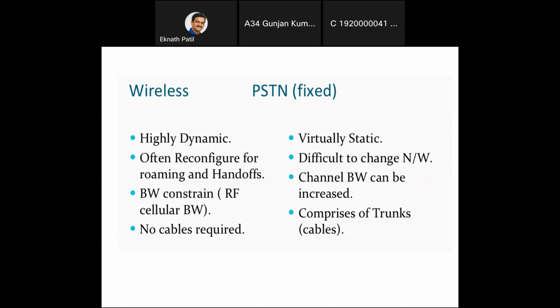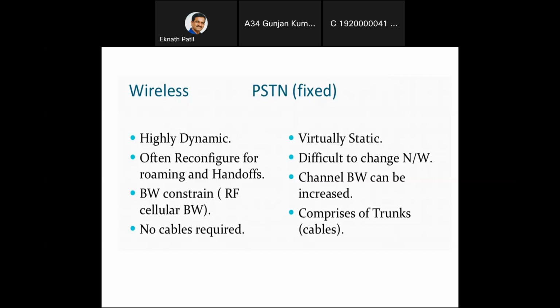Often reconfigure for the roaming and the handoffs, that is required in each and every case, as we know. Difficult to change the network. Channel bandwidth can be increased in case of the PSTN. Bandwidth constraint, that is RF cellular bandwidth, is there in wireless. Okay. No cables are required. PSTN comprises trunks. Trunks are nothing but a bunch of cables.